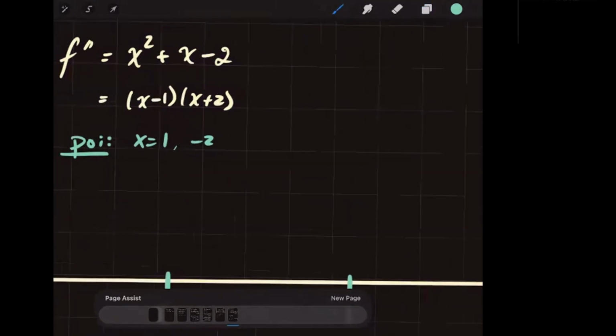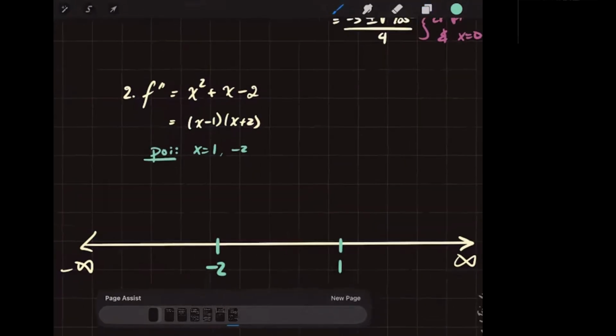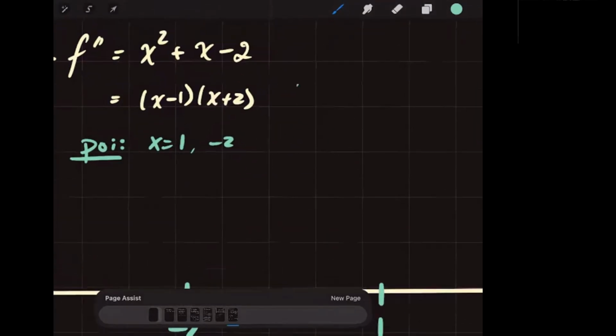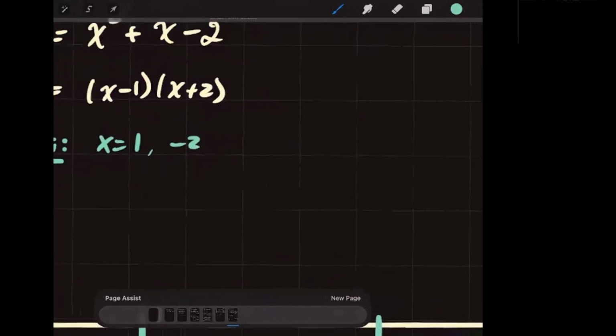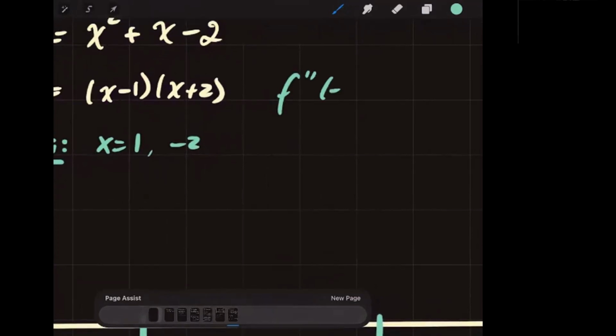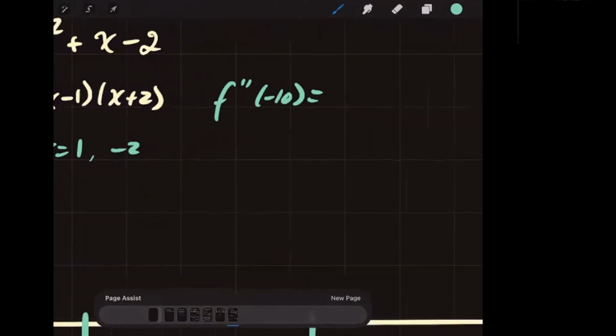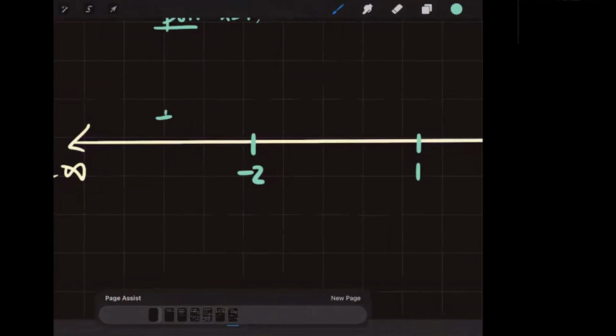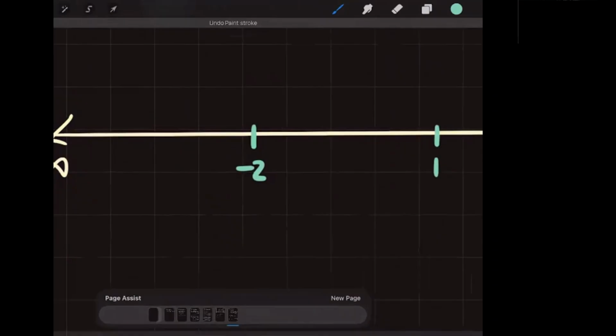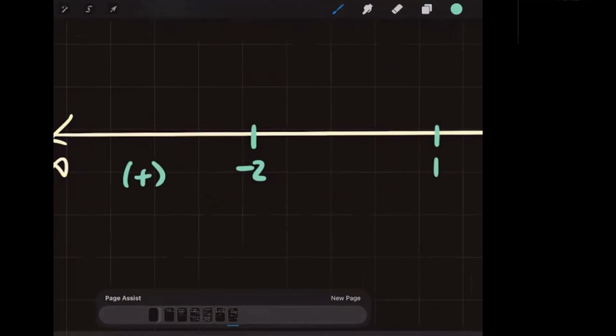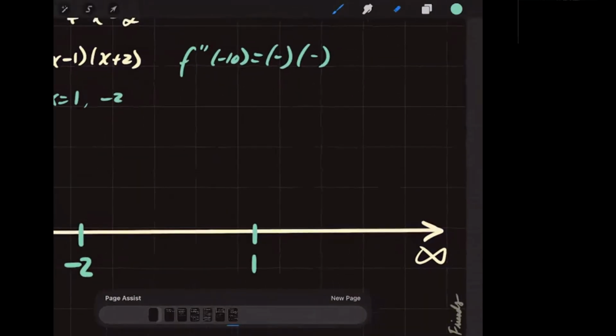All right. Now we're gonna plug in a number less than -2. Okay. I'm gonna choose -10. I'm gonna put it into the factored form. F double prime of -10 is going to be a negative number times a negative number, which is positive. Okay. I'm gonna put it at the bottom so it doesn't interrupt the other stuff we've worked on.